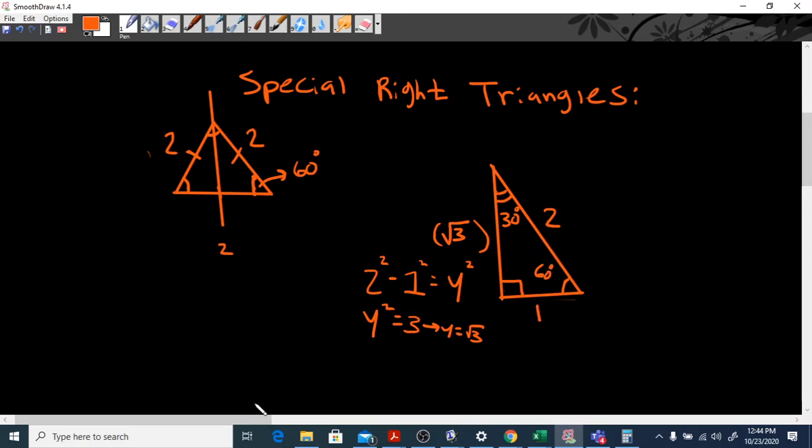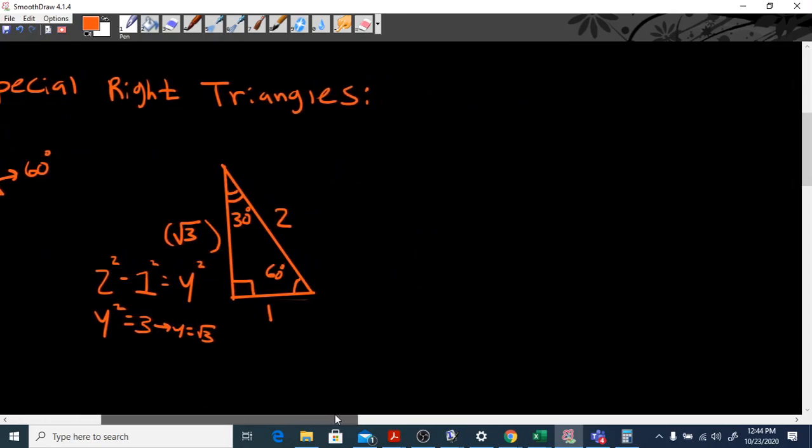The other special right triangle that we have to know about is the 45, 45, 90. So again, here's 30, 60, 90. And then 45, 45, 90, in my opinion, is even simpler.